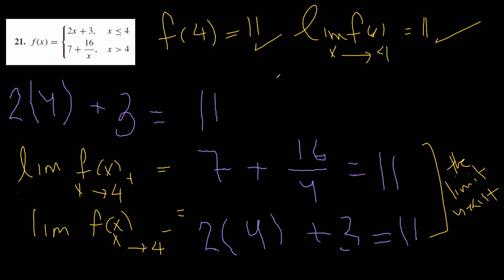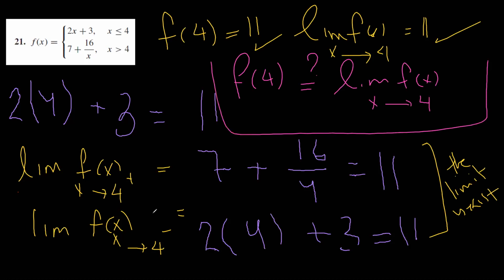Now what is the third step? You have to check that f of 4 is equal to the limit f of x when x approaches 4. Are they equal? Yes. So I can say that now the function is continuous at x equal 4.